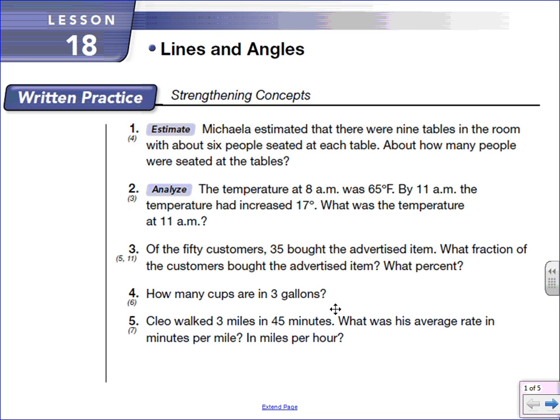Question number 1 says, Michaela estimated that there were 9 tables in the room with about 6 people seated at each table. How many people were seated at the tables? This is an equal groups problem from lesson 4. When we have an equal groups problem, we take the number of groups, which in this case is the number of tables. We multiply it by the number in each group, which is the number of people at each table. And then we get the total number of items, and in this case, that's the number of people. So 9 times 6 gives us 54 people.